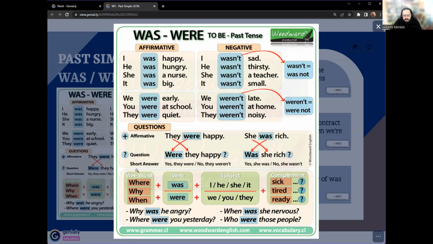O quedaría de la siguiente manera. WH question más verb to be, más sujeto, más complemento. Ejemplo, why was he angry? Where were you yesterday? Who were those people? Y dependiendo de cada una de estas preguntas, es la respuesta que vamos a obtener. Ok.